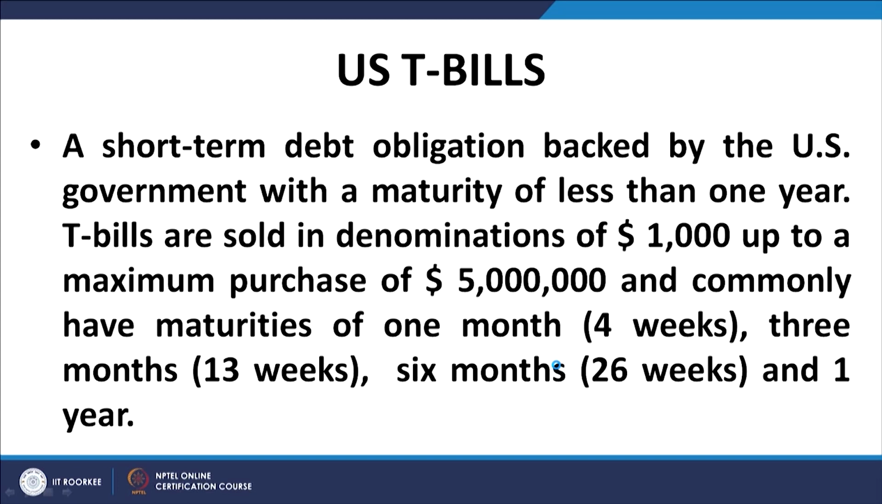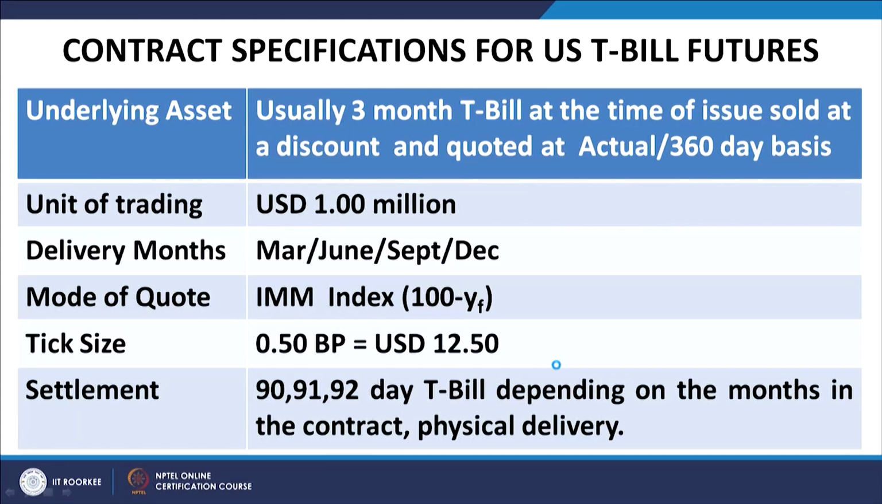In US it is more common to have them in the number of weeks or months. So, we have treasury bills with a maturity of 1 month, that is 4 weeks, 3 months, 6 months and 1 year, and they are sold in denominations of US dollar 1000, and the maximum purchase that can be made is 5 million US dollars.